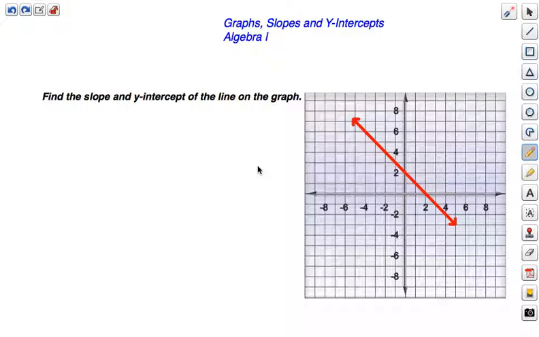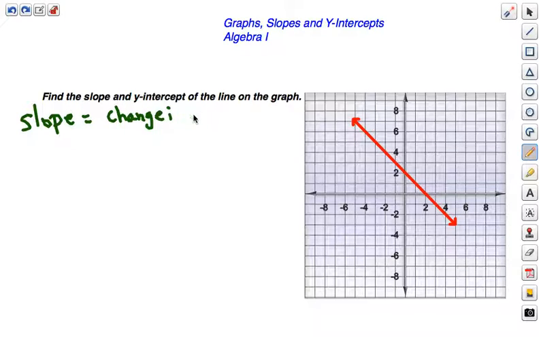Let's look at how to find the slope and y-intercept of a line given on a coordinate plane here. So what the slope is, it's the steepness of a line. So to find that, we need to find the change in y.